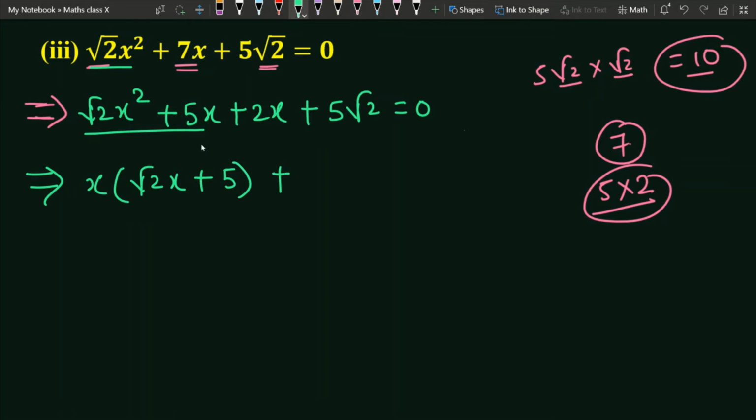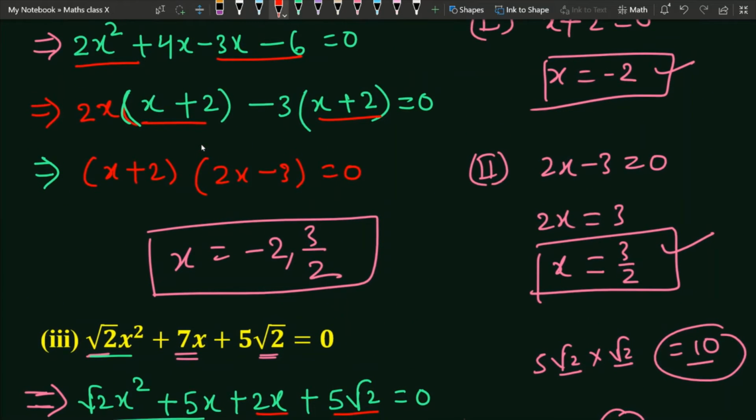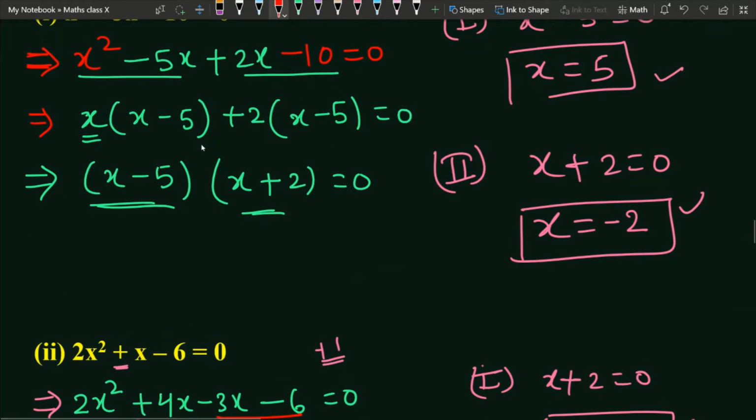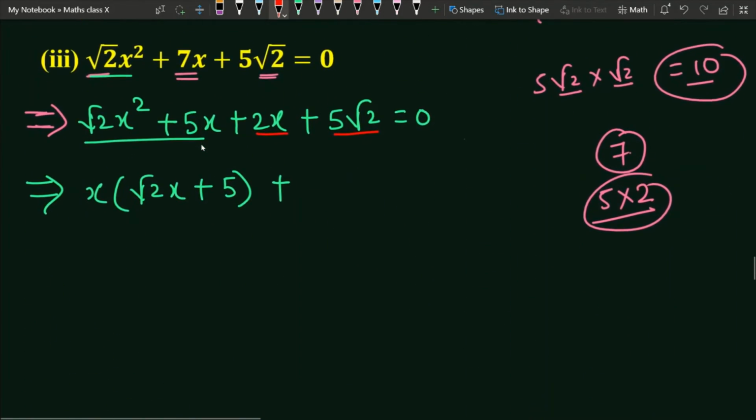Now let's see here what happens. See, we have 2x and 5 root 2. There is nothing common looking right now. But in this bracket, both the brackets must be the same. You can see in the previous question, both brackets are equal, x plus 2, x plus 2. In the previous question also, x minus 5, x minus 5. Those must be equal. So here, in this situation, nothing is looking common.